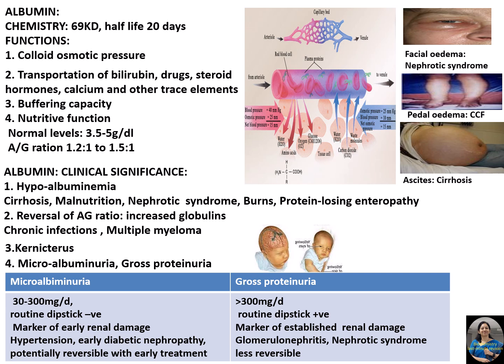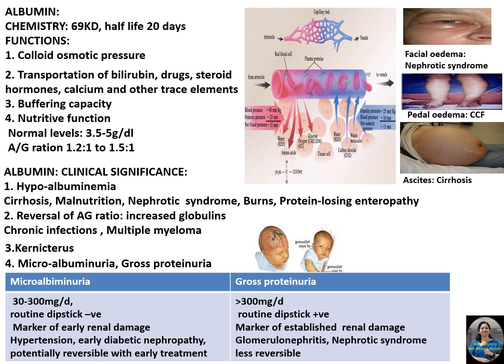Normal level of blood albumin or serum albumin is 3.5 to 5 grams per deciliter, and the AG ratio is 1.2:1 to 1.5:1. Now hypoalbuminemia is of great clinical significance, where the albumin concentration is less than 3.5 grams per deciliter. The conditions include cirrhosis, where there is decreased synthesis of albumin; malnutrition due to decreased intake; nephrotic syndrome, due to loss of albumin in urine because of damage to the renal glomerular basement membrane; burns, where albumin is lost through exposed surfaces; and protein losing enteropathy, where albumin is not absorbed from the GIT.